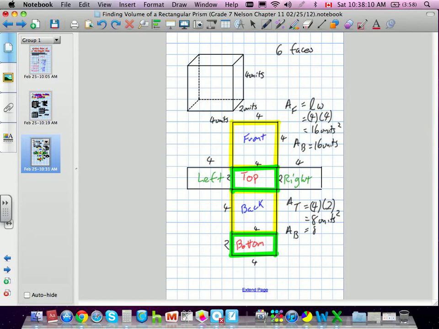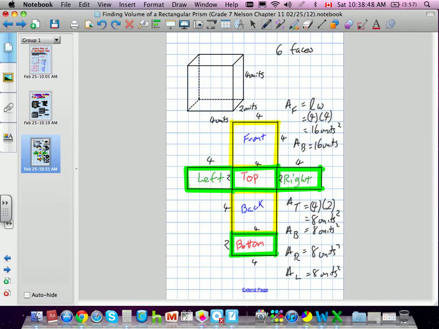And then finally, we'll do these in green again. What are the left and right going to be? 4 by 2. Yeah, similar to any of the other ones? Yeah. Similar to the bottom and to the top. So what do we have? We have area of the right is going to be how many units? 8 units squared. Yep. And area of the left? 8 units squared. Okay.